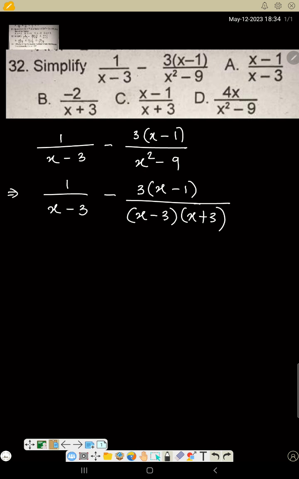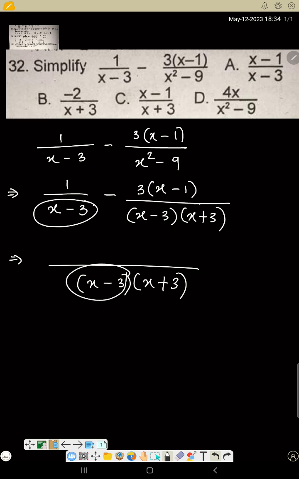So that means the LCM is s minus 3 s plus 3. So now s minus 3 in this LCM, it remains s plus 3. So s plus 3 times 1, this is s plus 3, minus everything here, this is still 1 times this, so that is 3 brackets s minus 1.